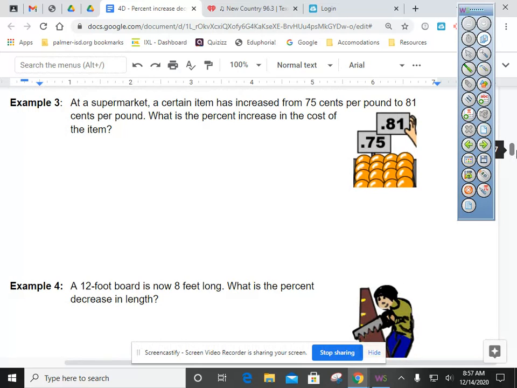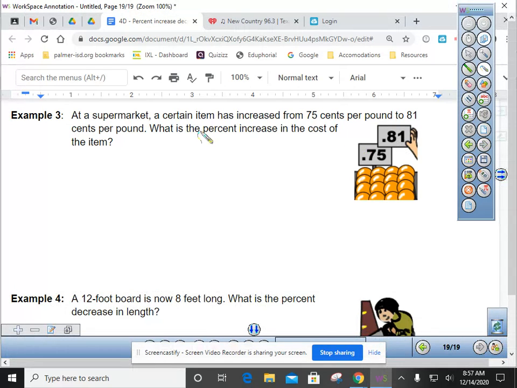Example 3. At a supermarket, a certain item has increased from 75 cents per pound to 81 cents per pound. What is the percent increase in the cost of the item? First thing you do, write a proportion, with 100. And what was the original? 75 cents. And now we've got to figure out the change. How do we do that? It's not 81. You're finding the difference. How do you find the difference? Subtract. Perfect.